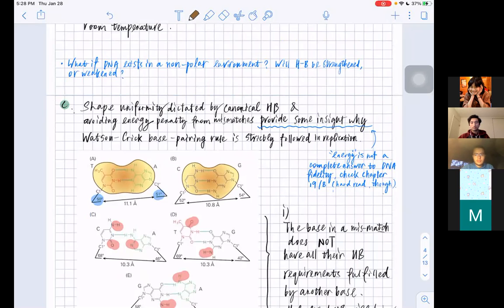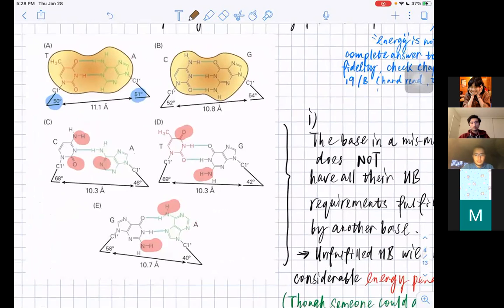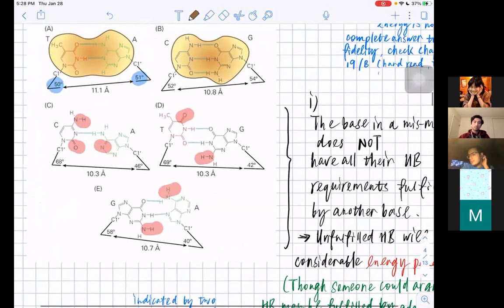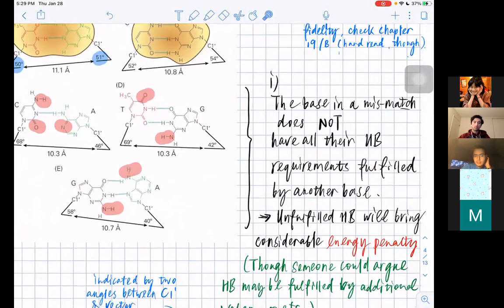today we can think of this problem by asking ourselves, what if there is a mismatch in hydrogen bonding? As you can see, if there's a mismatch in hydrogen bonding, that means there's an unfulfilled hydrogen bonding requirement. And maybe the unfulfilled hydrogen bond introduces a large energy penalty that enforces the bases to behave in a standard pairing way.